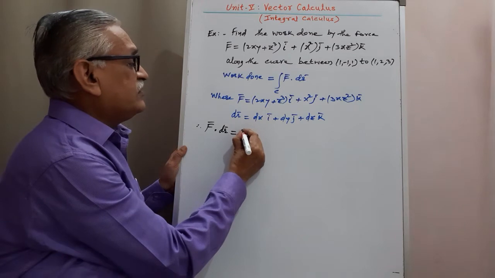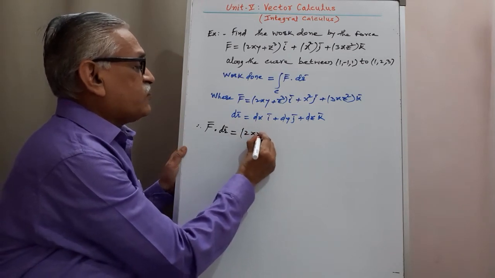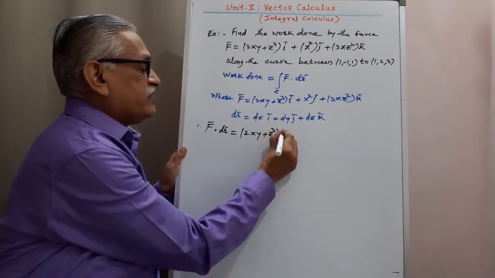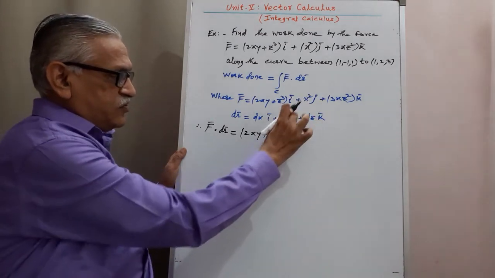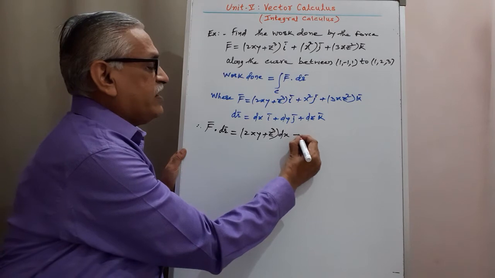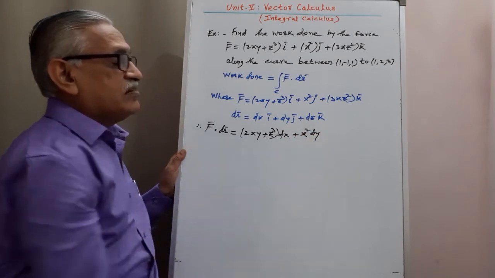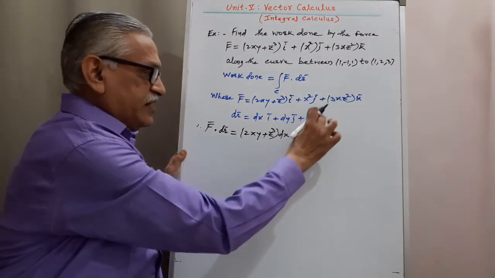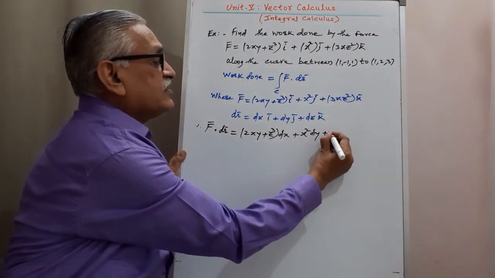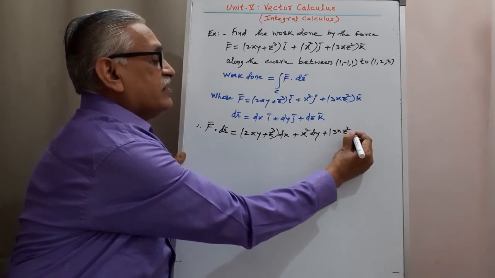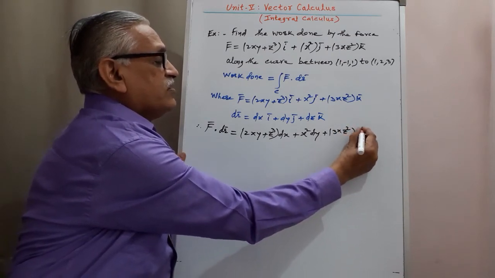therefore it is (2xy plus z cube) into dx, plus a2 b2, we get x square dy, and plus a3 b3, we get 3xz square into dz.